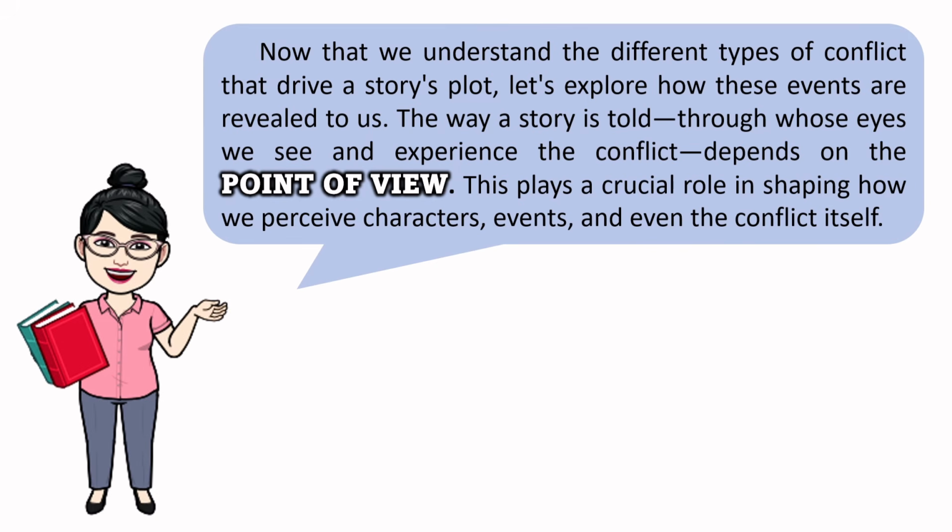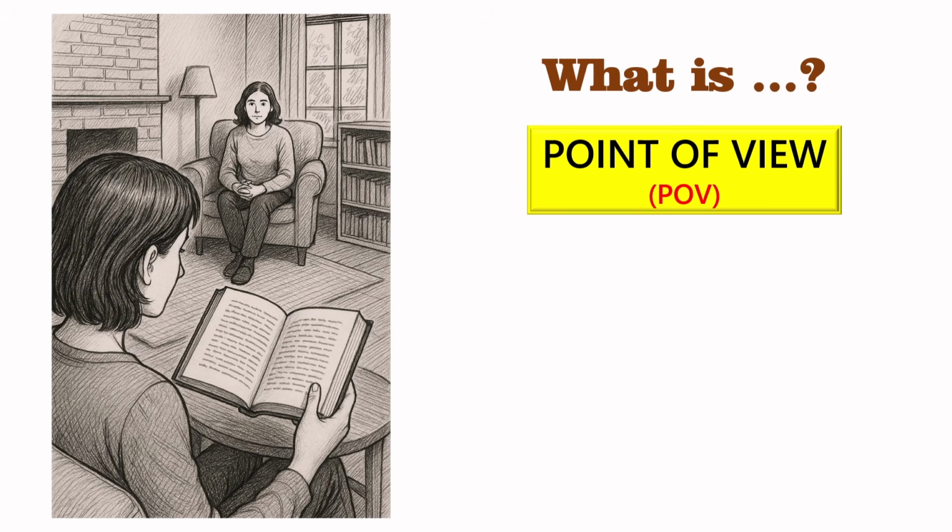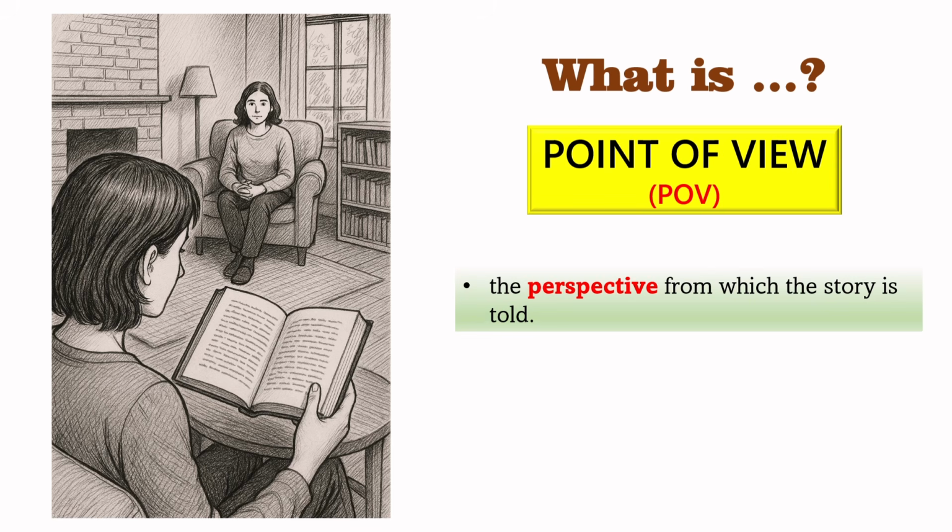Now that we understand the different types of conflict that drive a story's plot, let's explore how these events are revealed to us. The way a story is told, through whose eyes we see and experience the conflict, depends on the point of view. This plays a crucial role in shaping how we perceive characters, events, and even the conflict itself.